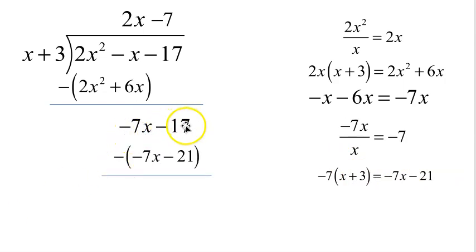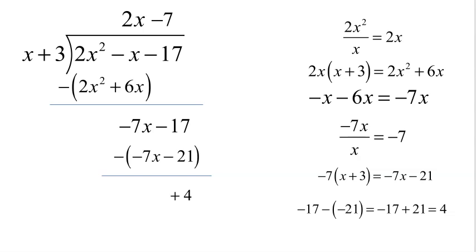So we have negative 7x minus 17 minus negative 7x minus 21. Negative 7x minus negative 7x is negative 7x plus 7x, or 0. Negative 17 minus negative 21, well, what is that? That's negative 17 plus 21, or 4. So 4 is our remainder.